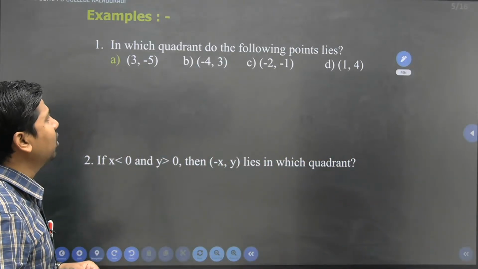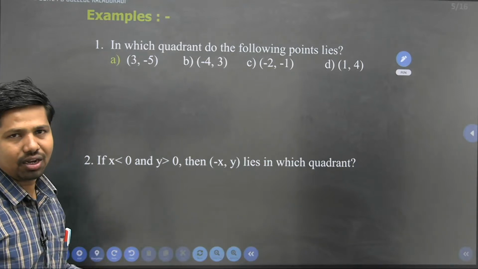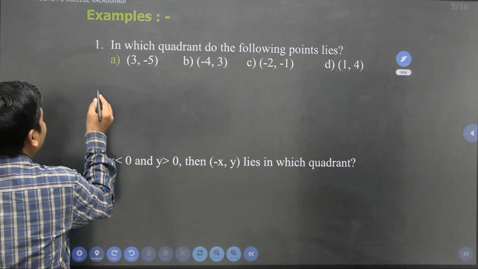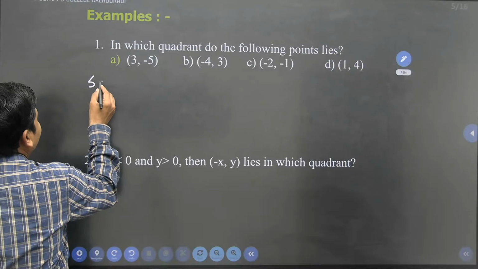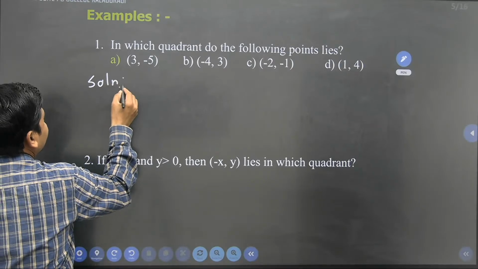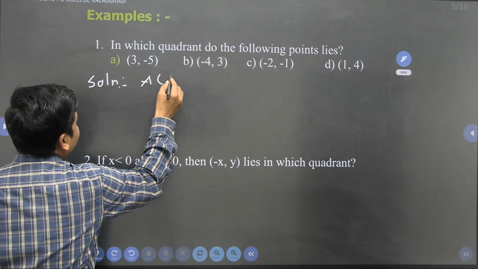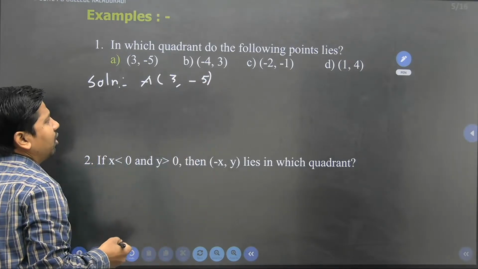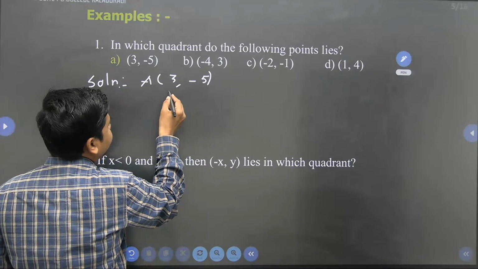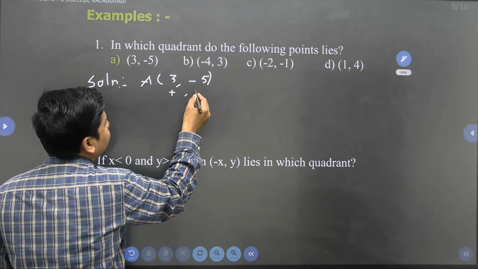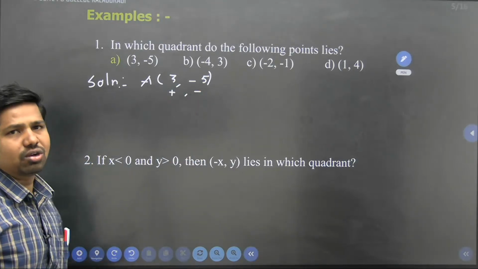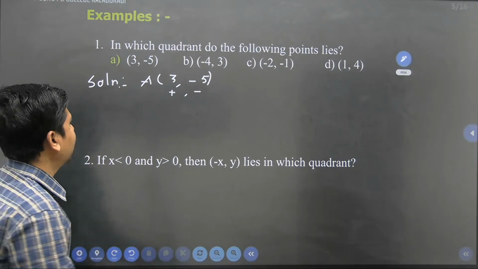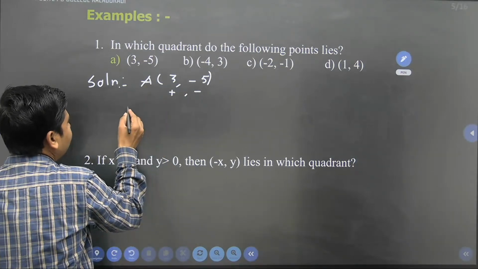In which quadrant do the following points lie? In which quadrant do these points lie? First point, that is 3 comma minus 5. It lies in which quadrant? Here x is positive and y is negative. Which quadrant is it? The fourth quadrant. So this point lies in the fourth quadrant.